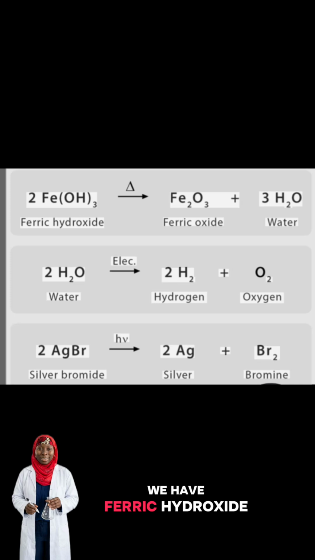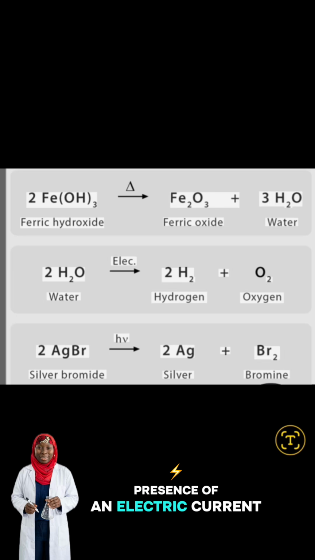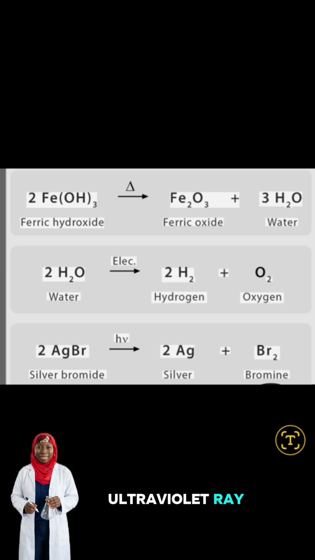We have ferric hydroxide decomposes in the presence of heat. That triangle on top of the arrow signifies heating. Now we have the formation of what? Ferric oxide and water. Look at the second one. Water molecule electrolyzes, in the presence of an electric current, to produce hydrogen gas and oxygen gas. The third one, silver bromide, also in the presence of ultraviolet ray, is going to produce silver and bromine gas.